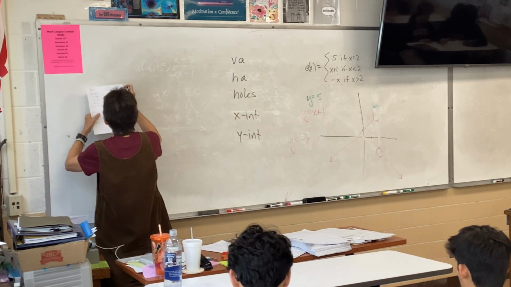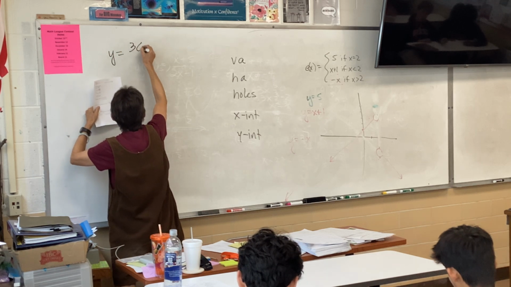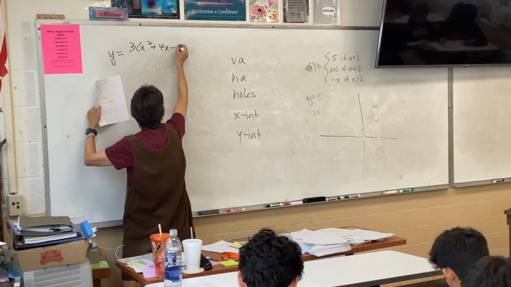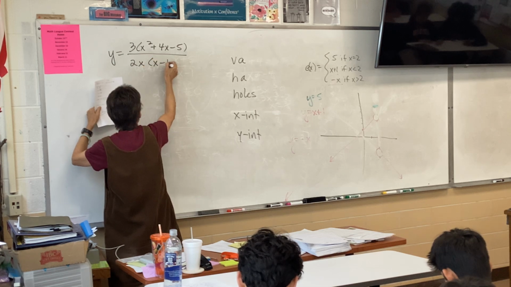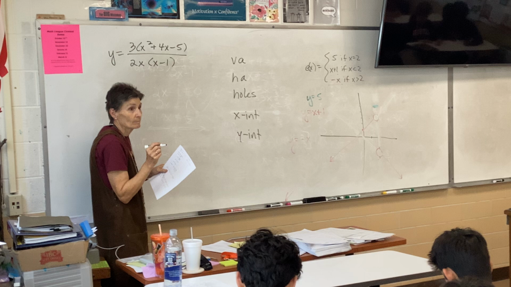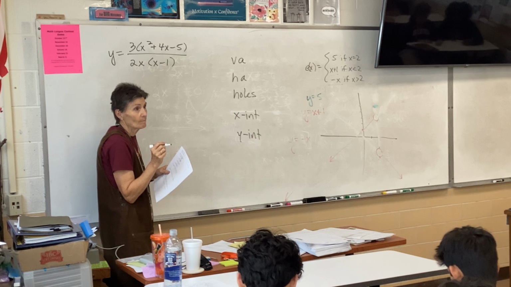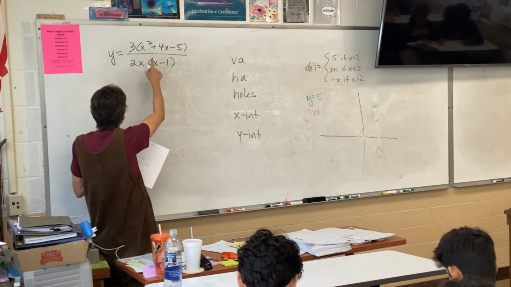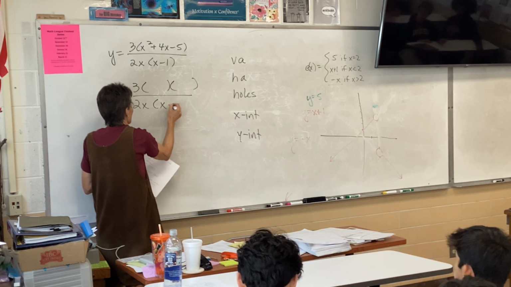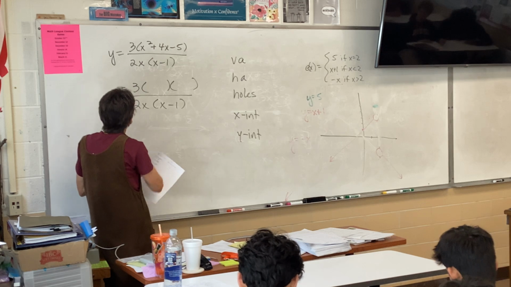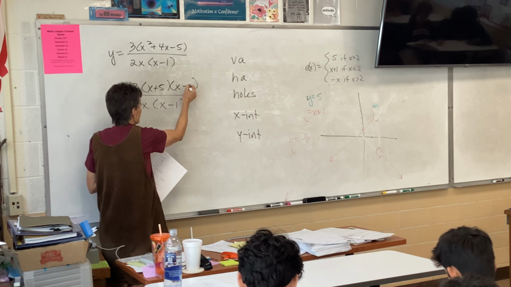Okay, factor, love it. What are you gonna do first? Take out a 3 on the top and a 2x on the bottom. GCF. Does that look good? And then I think we can factor more on the top. Bottom's done. What can we do to the top? X plus 5, x minus 1.